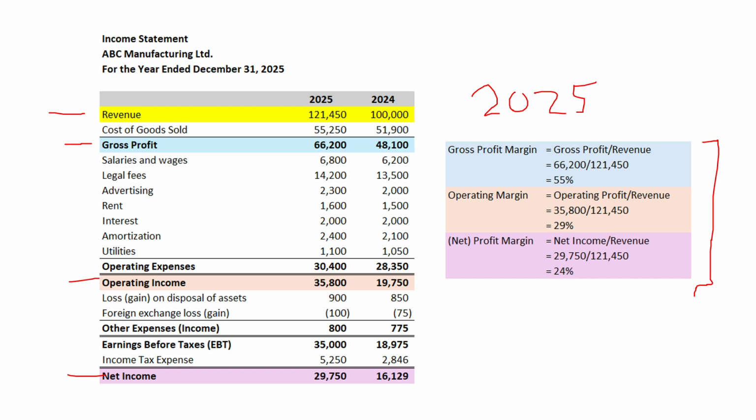Essentially what it's telling you is how, as you go down the income statement, how much of that original sales revenue are you actually retaining? Okay. And obviously the higher the percentage, the better. But the different margins here mean different things.